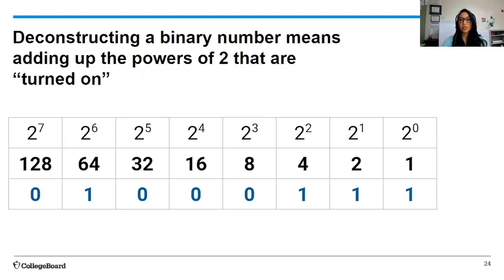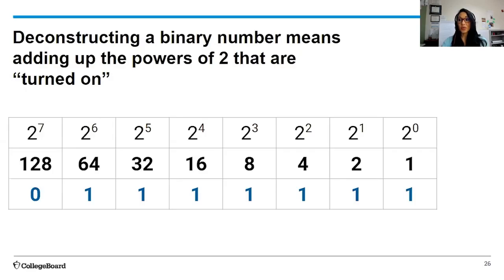Welcome back. So to convert this binary number, we're just going to add up the place values that have a 1 at them. So we're going to add up 64 plus 4 plus 2 plus 1, which is going to give us 71. So let's try another. Again, go ahead and pause. See if you can convert this binary number to its decimal equivalent. Unpause when you think you've got it.